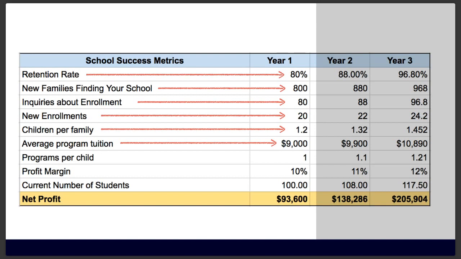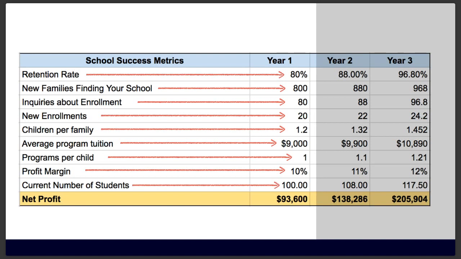Let's just think U.S. dollars right now. Programs per child, let's just assume you're at 1. Let's say your profit margin is 10%. Again, that should be the target for the average school. And let's say, again, this is all based on having 100 students. So if those were the metrics of all of those key 8 business success metrics, if that's what you were achieving, you would be at a $93,000 US dollars profit that year.